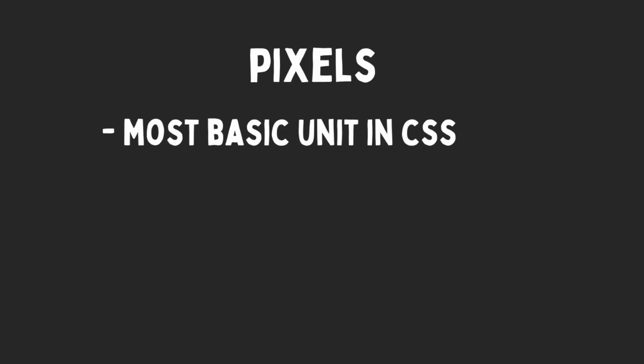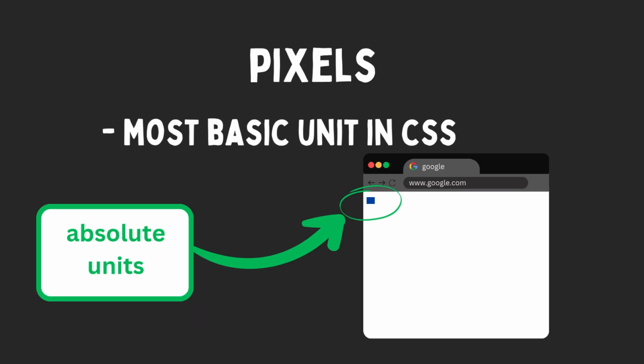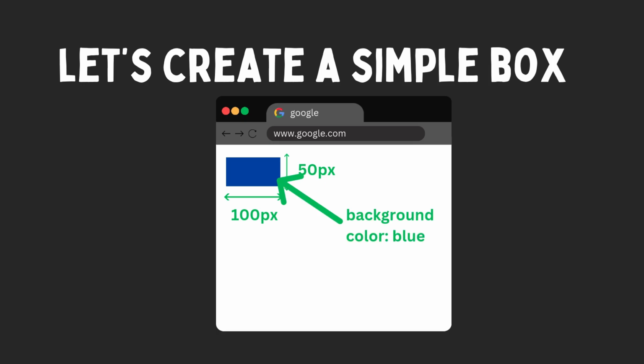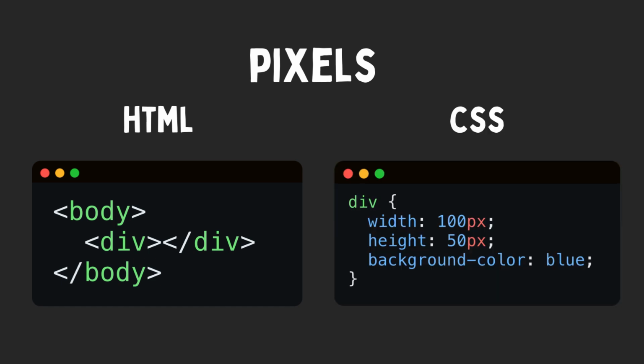Pixels are the most basic unit in CSS, representing a single dot on the screen. They are absolute units, meaning they don't change based on font size or screen size. Let's create a simple box with a width of 100 pixels, height of 50 pixels, and a background color of blue. To do that, we will first create a div in the HTML. After that, we will go into the CSS, target the div and give it a width of 100 pixels, a height of 50 pixels, and a background color of blue.